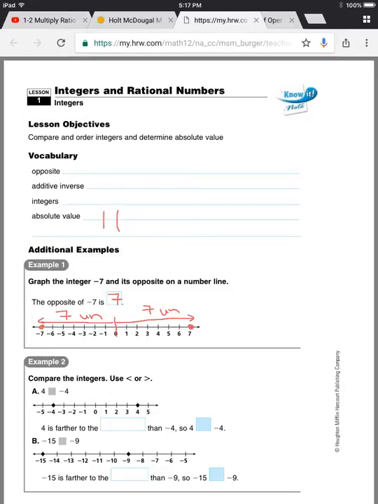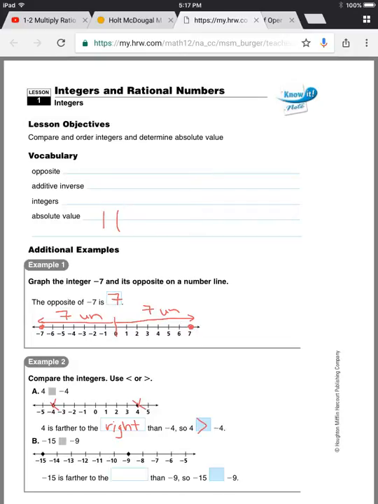You should know that positive numbers are greater than negative numbers. So, whatever number is furthest to the right is going to be your larger number. So we have a mark here and we have a mark here. +4 is farther to the right, so 4 is greater than -4.